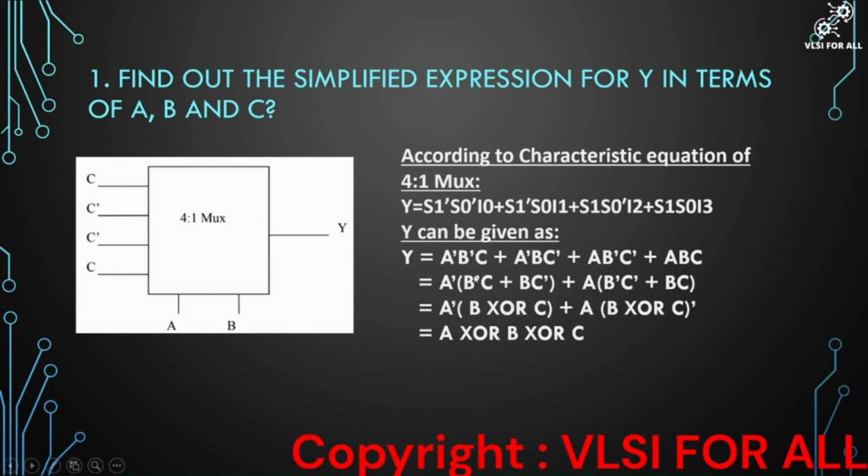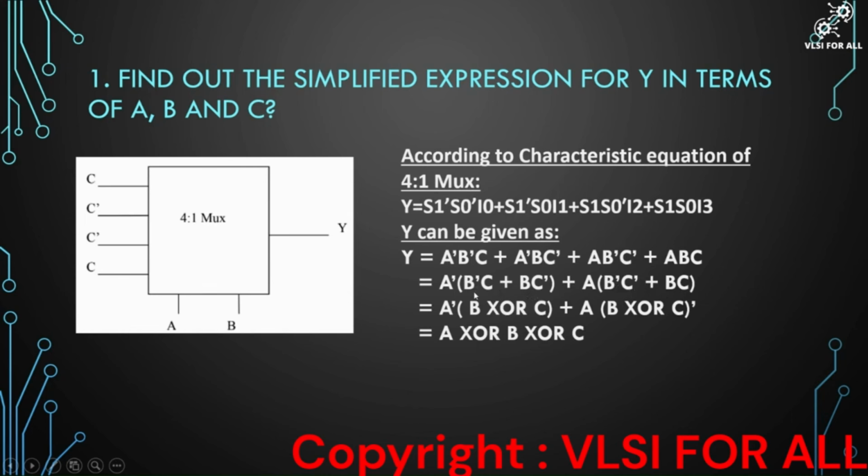We have to see what is common in all the terms. See here, A bar, A bar. A bar is common, right? So A bar is taken out of it, and B bar C plus B C bar. See here it is taken as common and we have written the equation. And here also A is common. B bar C bar plus B C.